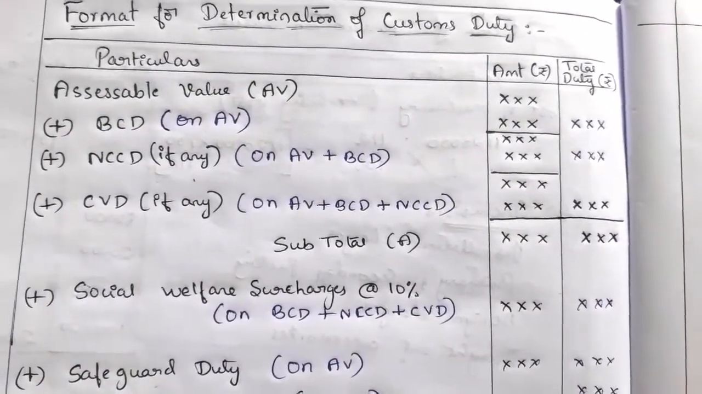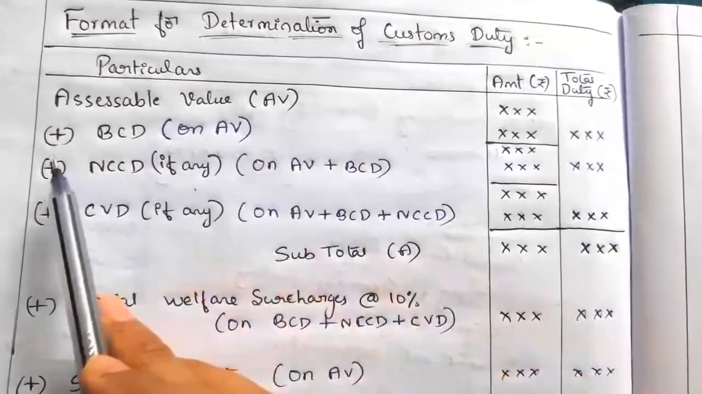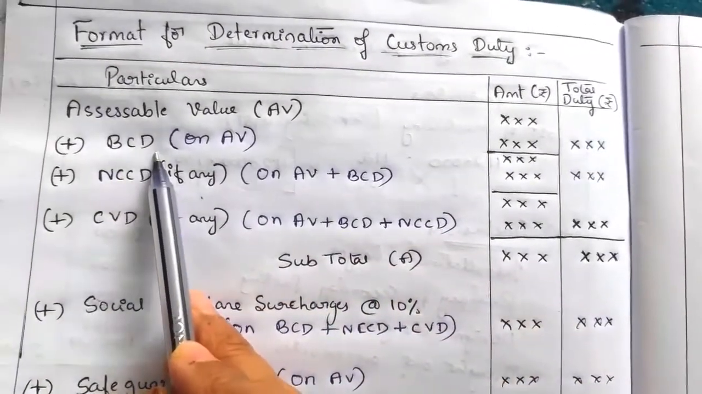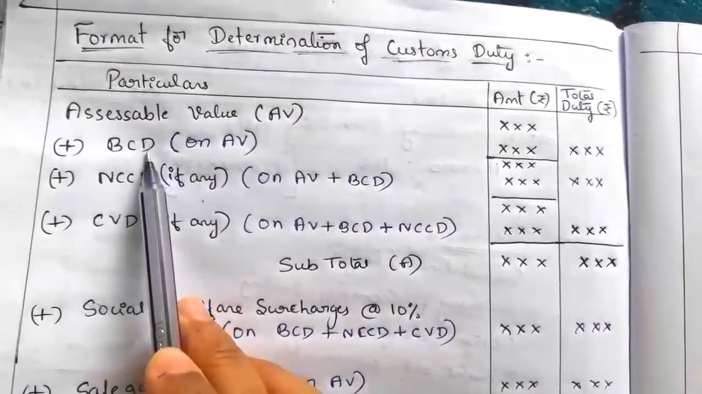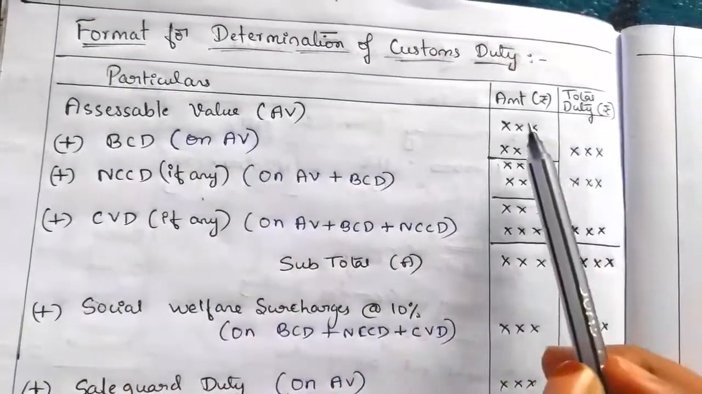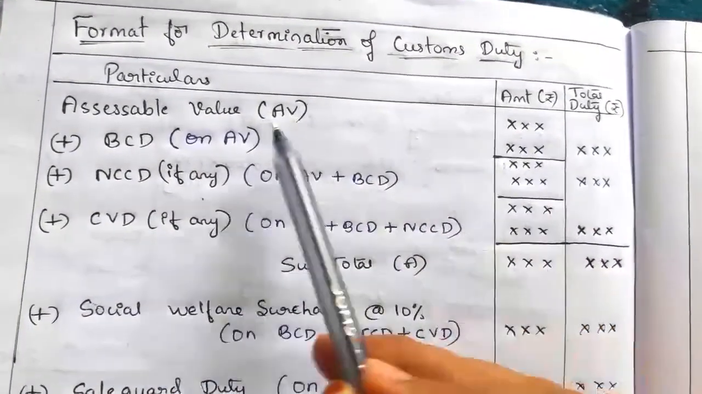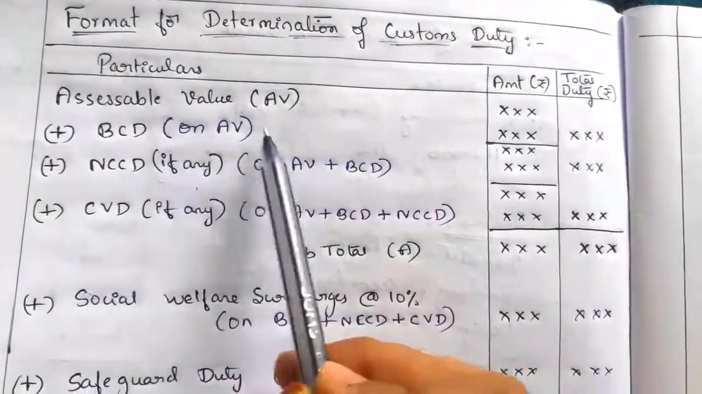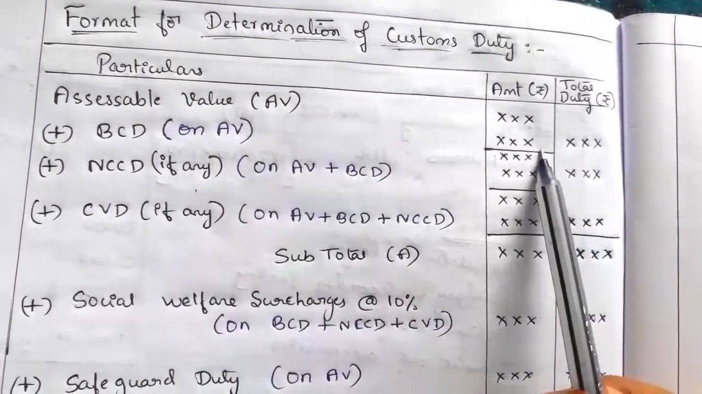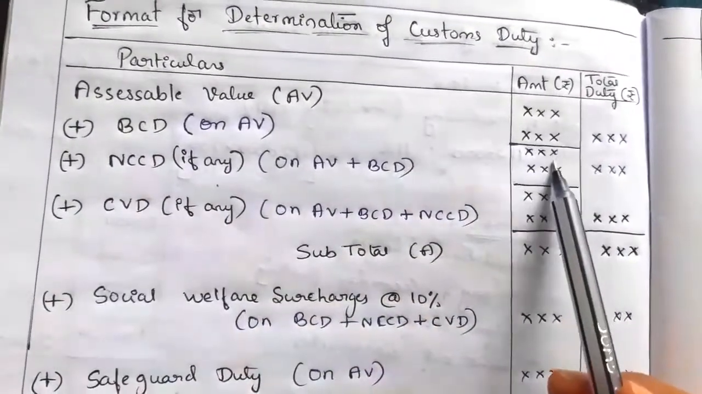The second one is that on this assessable value we have to add BCD, basic custom duty. This basic custom duty is calculated on the assessable value. So on this assessable value we have to calculate the basic custom duty, and after that we have to total that.